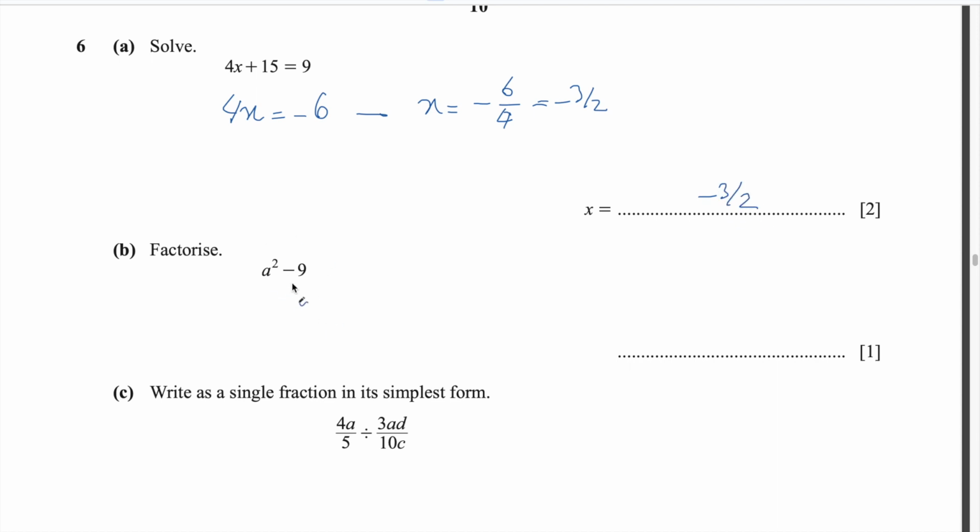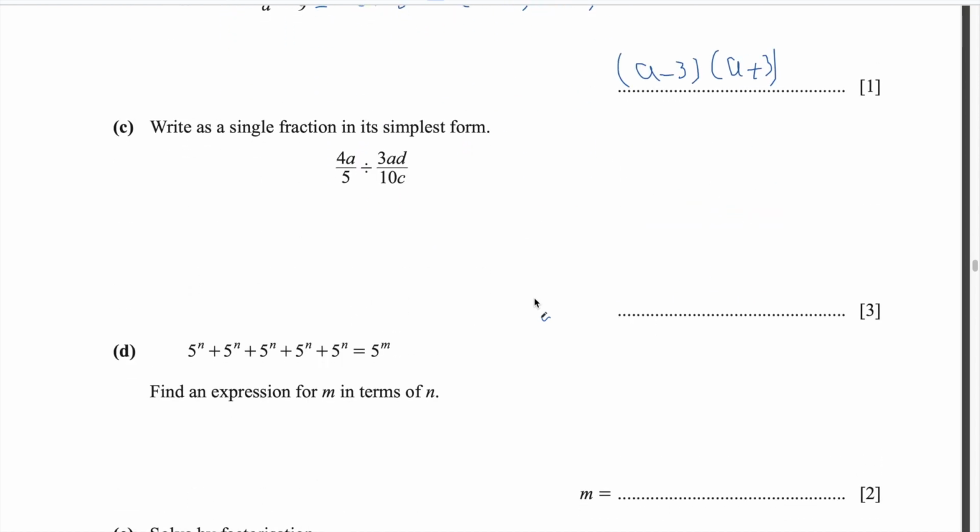It says factorize. It is the third identity, so you can write it as a squared minus 3 squared, which factorizes into a minus 3, a plus 3.